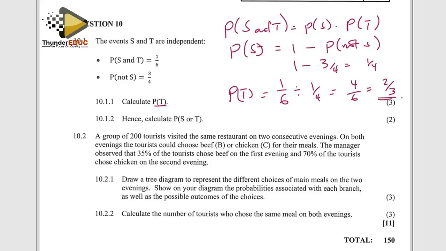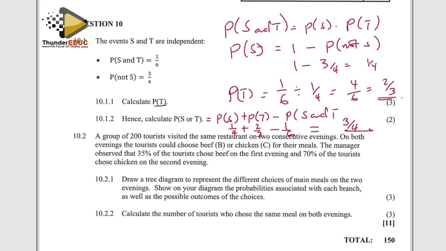Okay, then they want us to get the probability of S or T, so that's going to be the probability of S plus the probability of T minus the probability of S and T. So S we got as a quarter plus T that we got as 2/3 minus the intersection, which is 1/6. Just punch this into the calculator. I'm getting 9/12, which is 3/4.